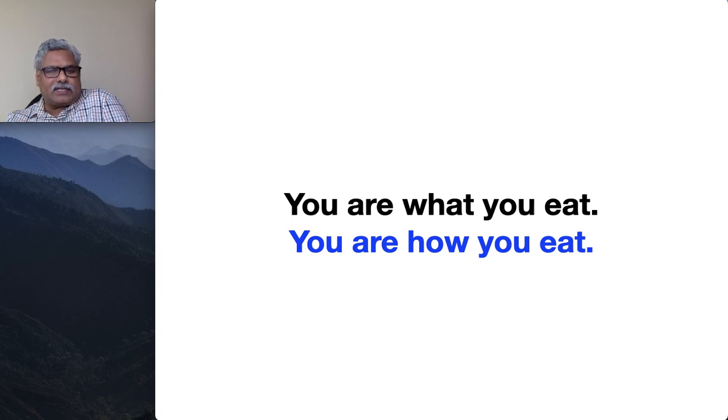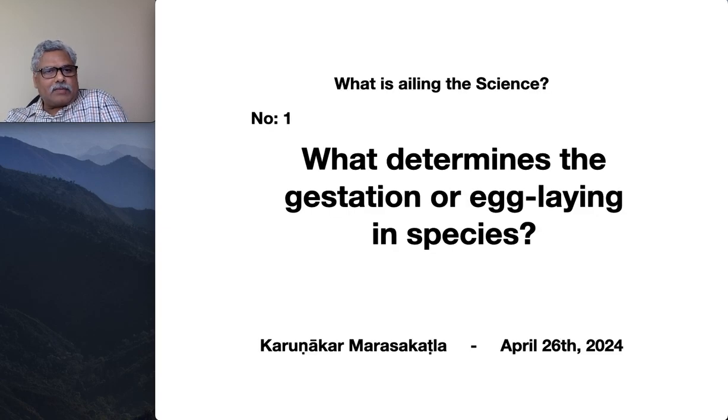This talk explores the second part. We'll see what the details are. This is part of the series, What is Ailing the Science? I'm trying to point out the drawbacks in research publishing in science. As part of that, I gave the introduction earlier, and this is the first talk as part of the series.